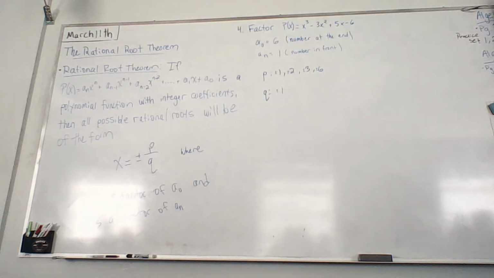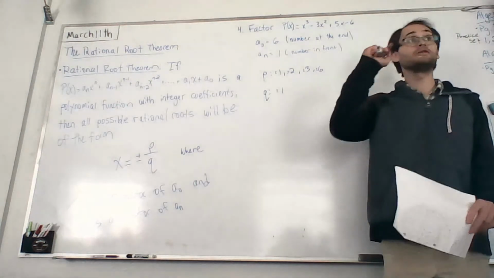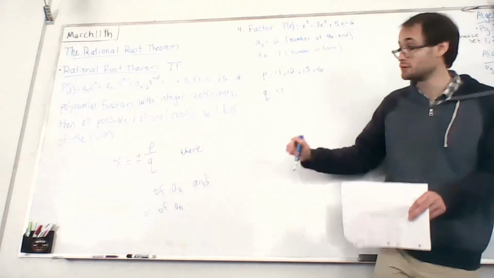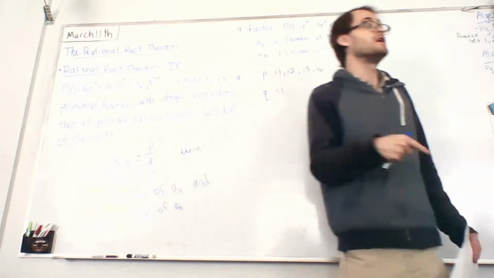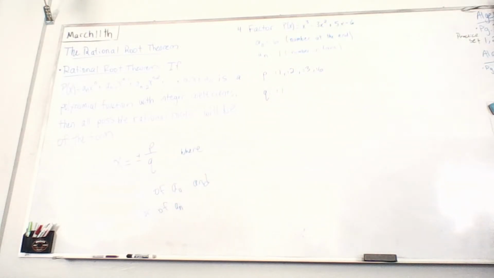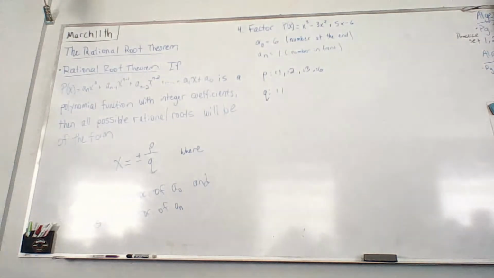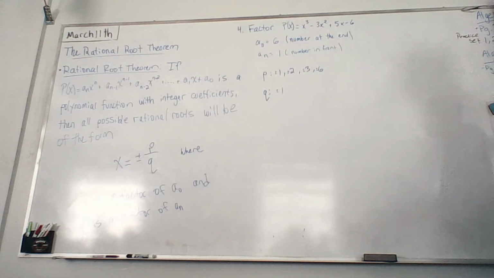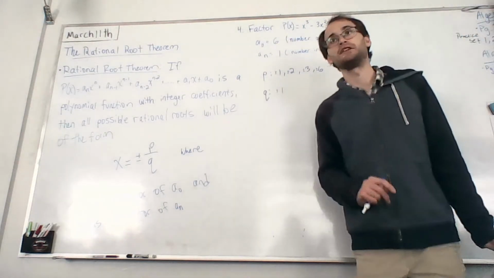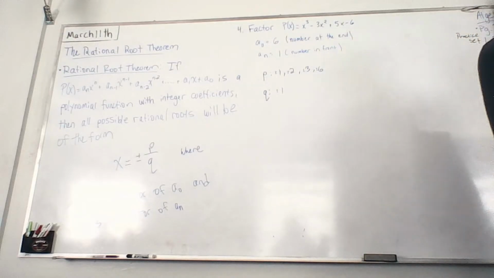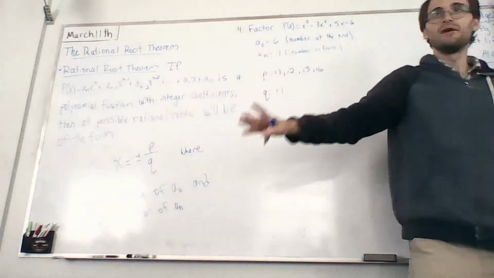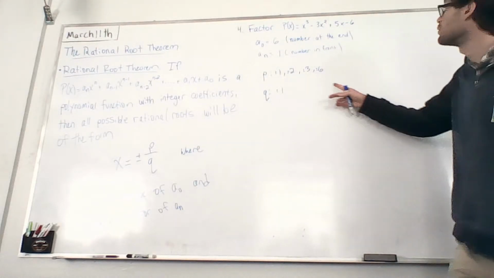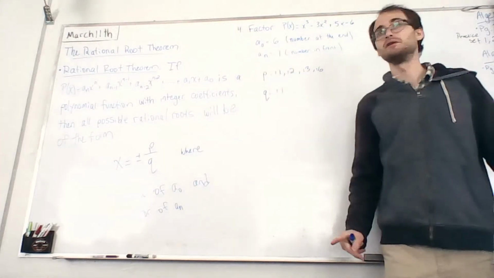This next step is also important. All of your possible rational roots will look like this, P over Q. So I need to make a list of all possible rational roots. Yes, Brady. Q is only gonna be plus or minus 1. Because that's the only factor. What's the only number that divides into 1? Just 1.